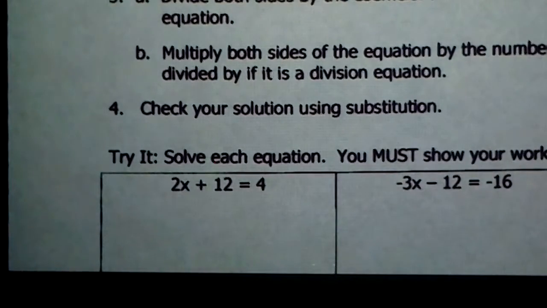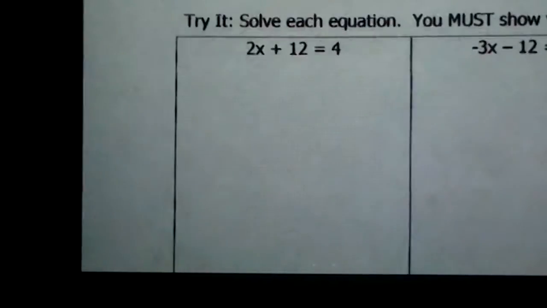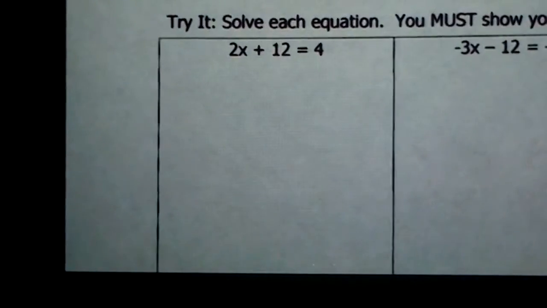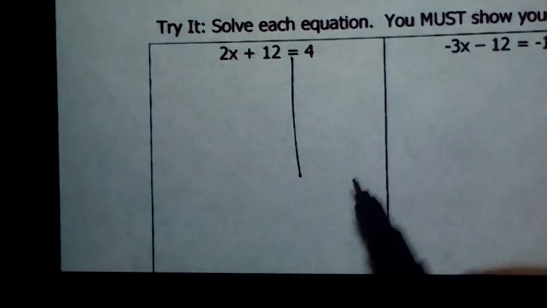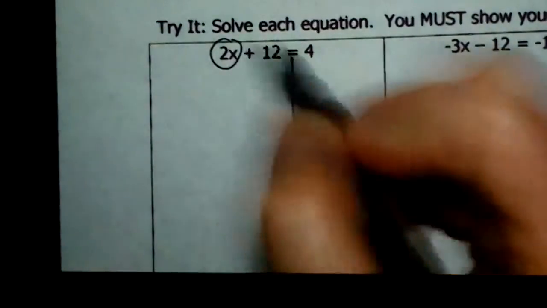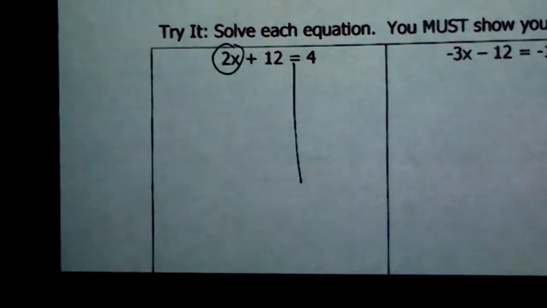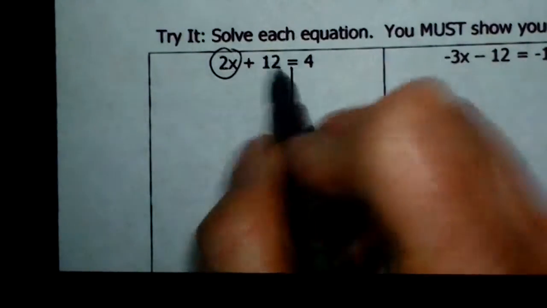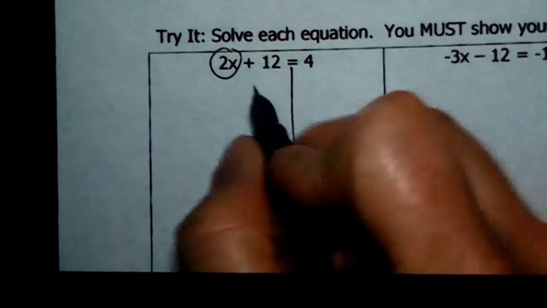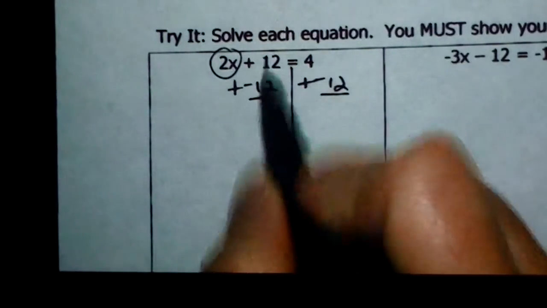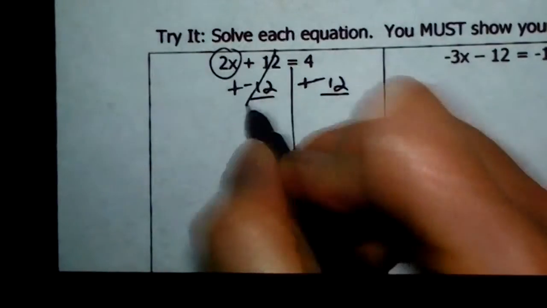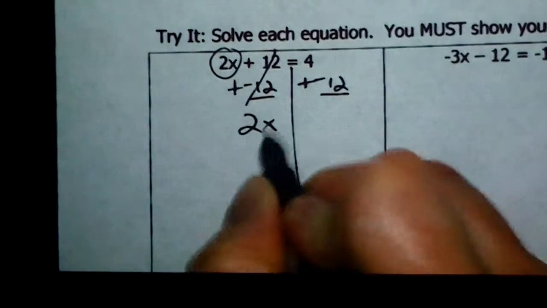Alright, so we're going to do a whole bunch of examples so you can become experts at the two-step. Alright, draw your line. Alright, so when I say variable term, this 2x right here, that's the variable term. And I want that by itself first. So in order to get 2x by itself, I need to get rid of this 12 that's being added. And you can get rid of a 12 that's being added by adding the opposite of it. Because 12 plus -12 is 0, and 2x plus 0 is 2x.